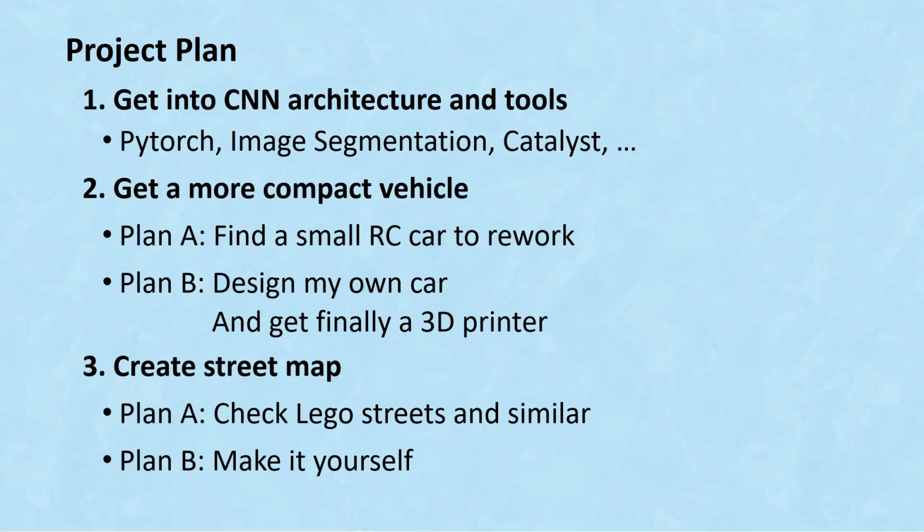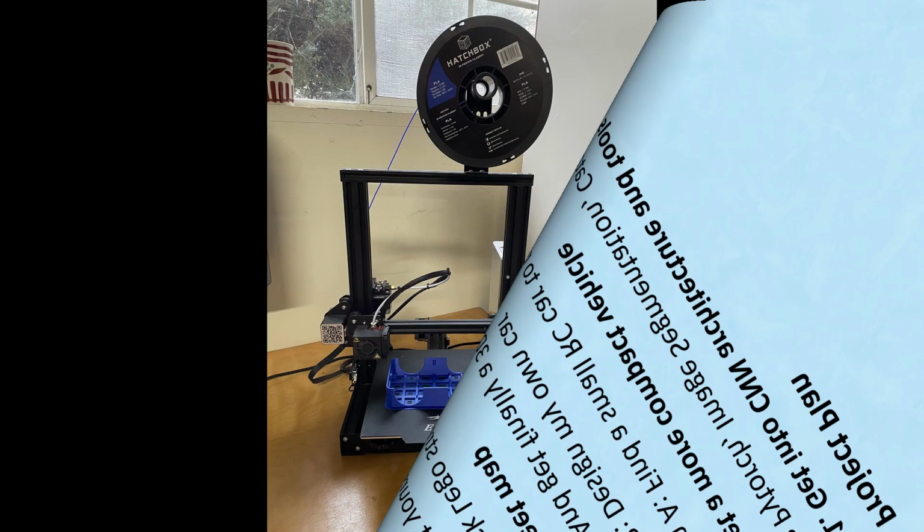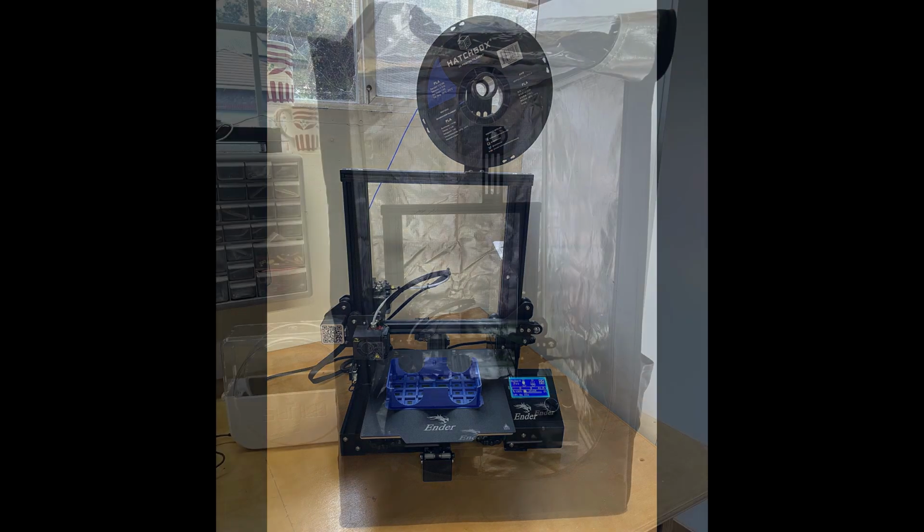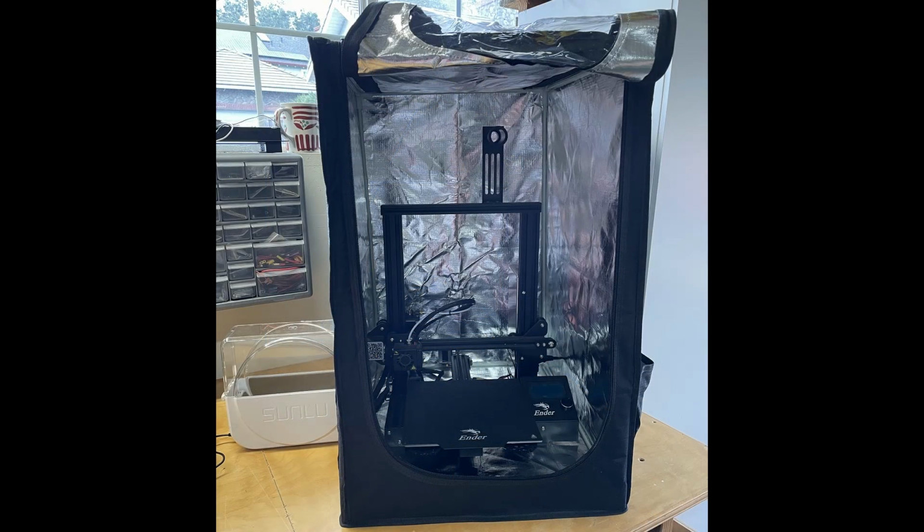Regarding point number 2, I could not find an RC car of the correct size and capable of making tight turns. So you may have guessed it, I finally found a reason to buy me a 3D printer, and I got this Ender 3 Pro. Later I bought this tent, since my garage is getting cold and humid in the winter rain season.